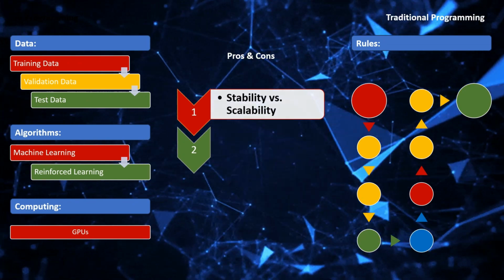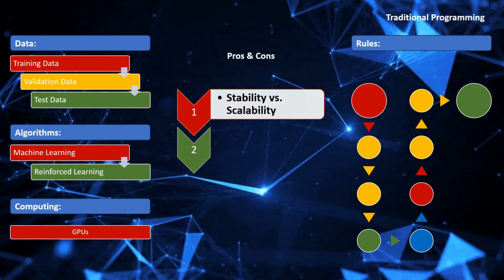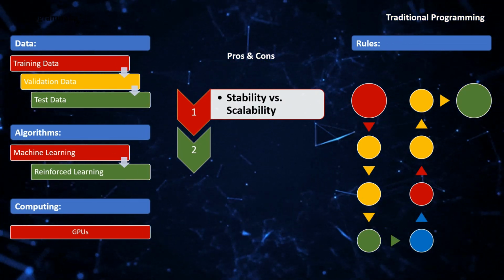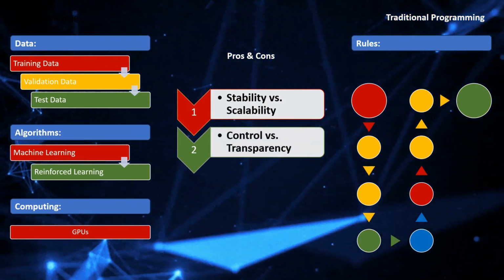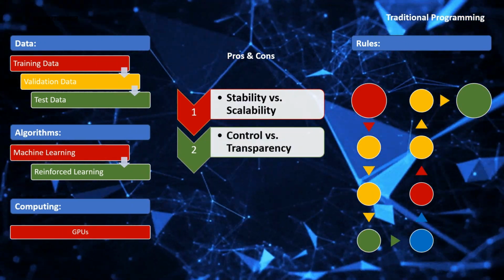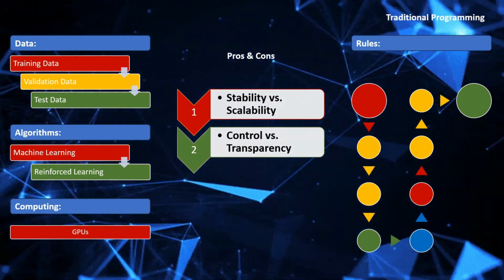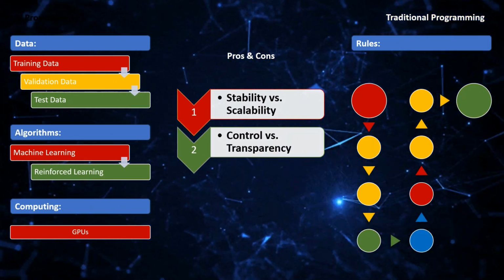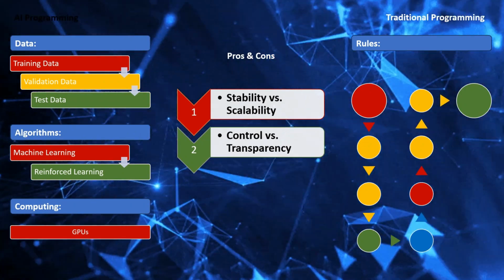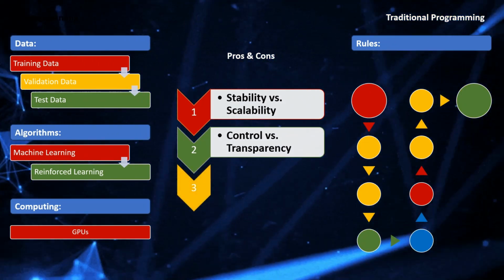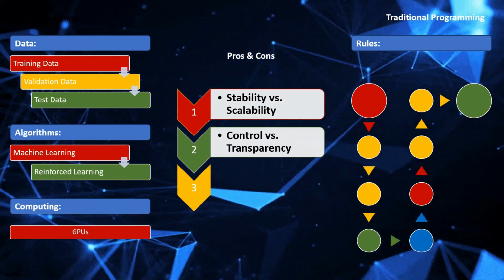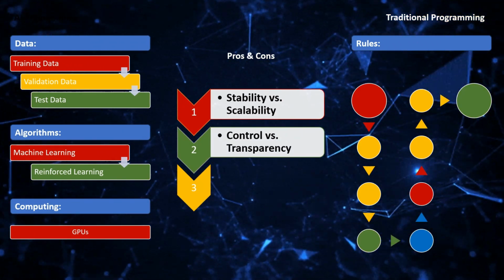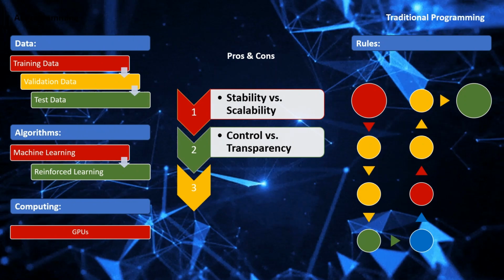Number two, control and transparency. Traditional programs give you total control. You understand every line of code. If something goes wrong, you can find the problem. AI systems are much harder to understand. It's like they think for themselves. We know what goes in and what comes out, but how they decide can be a mystery. This can be a problem in areas like healthcare or money, where it's important to know why a decision was made. Luckily, scientists are working on explainable AI to make things clearer.